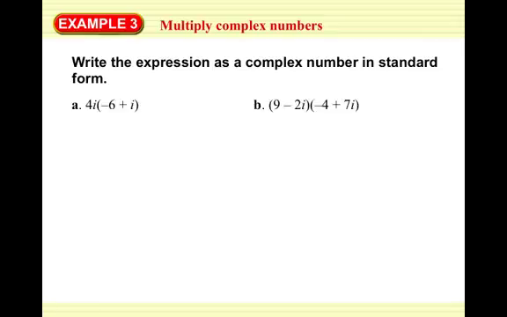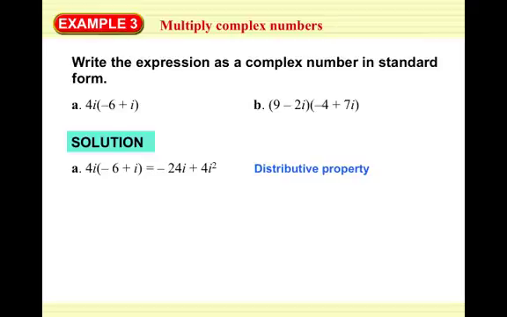All right, so let's look at A. We've got 4i times negative 6 plus i. So you want to apply the distributive property. So let's see, 4 times negative 6 is negative 24i. And then plus 4i times i is going to be 4i squared. All right, this is where we have to remember that i isn't really a variable. Okay, it really means something, and i squared equals negative 1. So we're going to substitute negative 1 for i squared, and so we have negative 24i plus negative 4, or negative 24i minus 4.